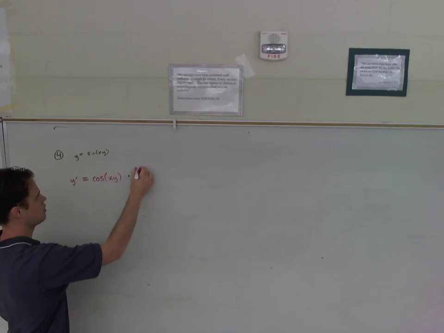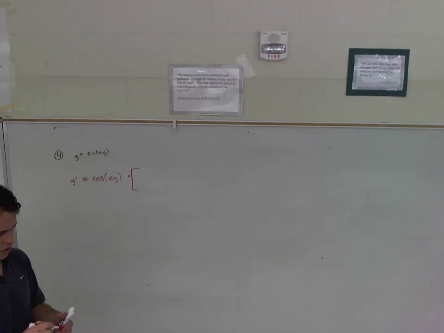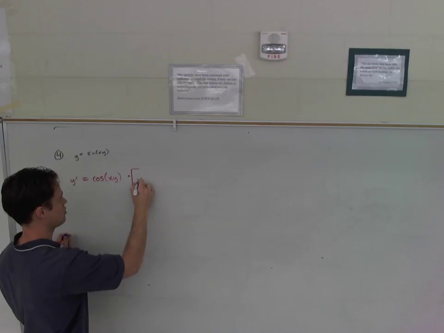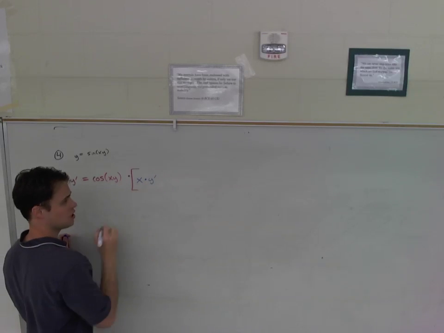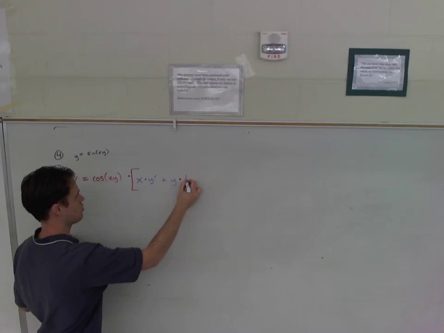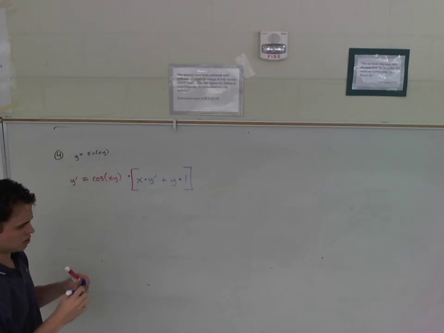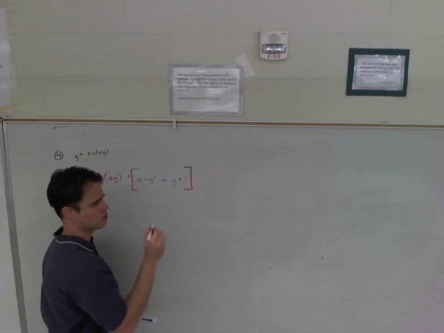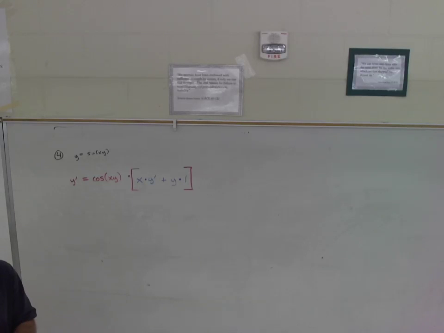Product. Inside we've got a product, right? So first, derivative of second plus second, derivative of first. Should really do that in red. There we go. Now once again, am I done?